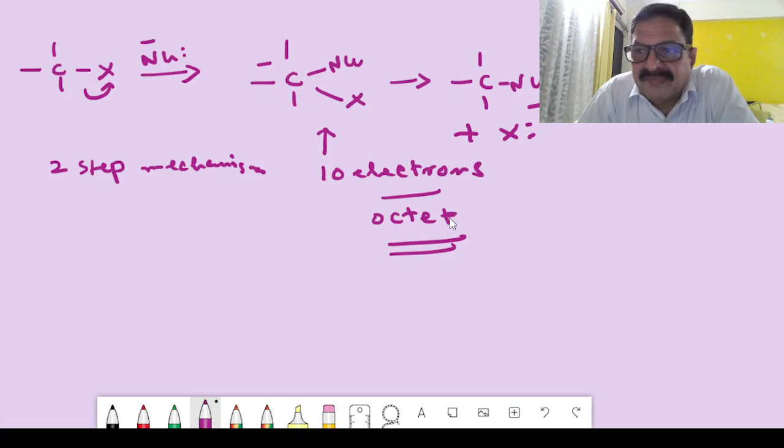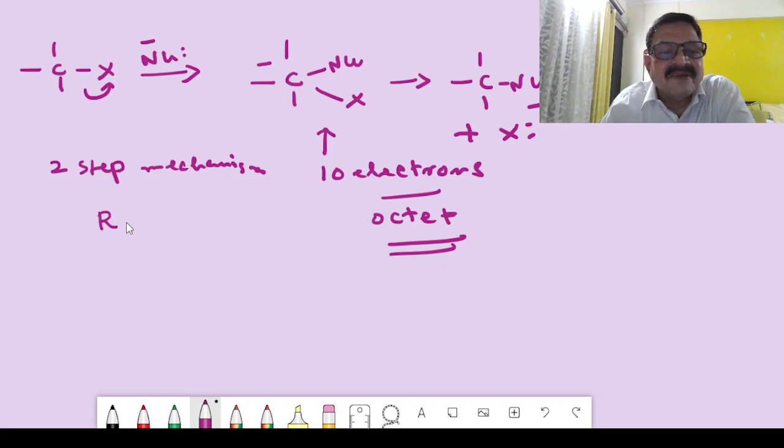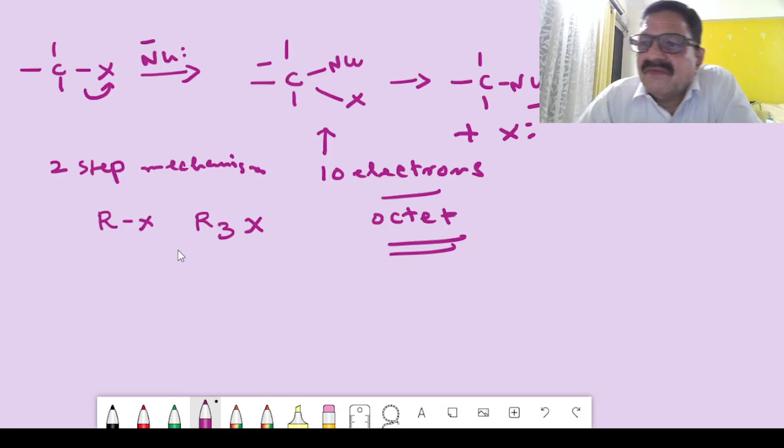alkyl halides here. These two different types of alkyl halides will be reacting with the nucleophiles. That is, reaction between two different types of alkyl halides. We can say this is RX kind of a thing. Then we can have, say, R3X. Like this, two different types. We can have a nucleophilic substitution reaction. Let us consider the reaction.